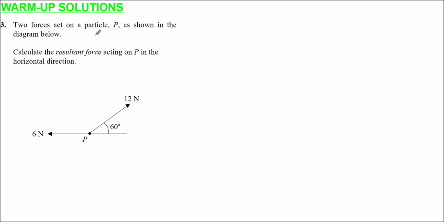Question 3. We have two forces acting on a particle P, as shown in this diagram below. Calculate the resultant force acting on P in the horizontal direction. So here this force is acting at an angle. What we need to do now is to resolve this force. So if we resolve this 12 Newton force in a direction along P and perpendicular to it, we'll get this. Remember, the force going along resolved is always the hypotenuse cos the angle, so 12 cos 60 along, and the force going up will be 12 sine the angle, so 12 sine 60, like so.